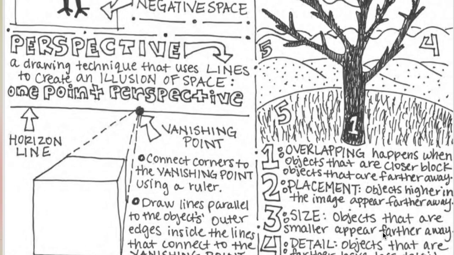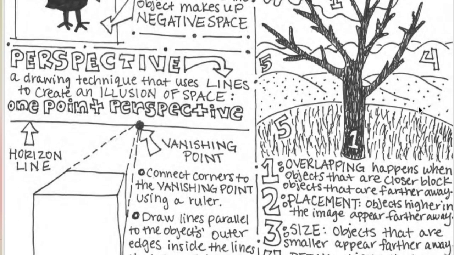Number 3 says size. Objects that are smaller appear farther away. So we can look at these hills one more time. My hill here in the front is largest. It's larger than my multiple hills here in the middle ground. And these middle ground hills are larger than these mountains in the background. Even though we know mountains are bigger than hills, they appear smaller because they're farther away.